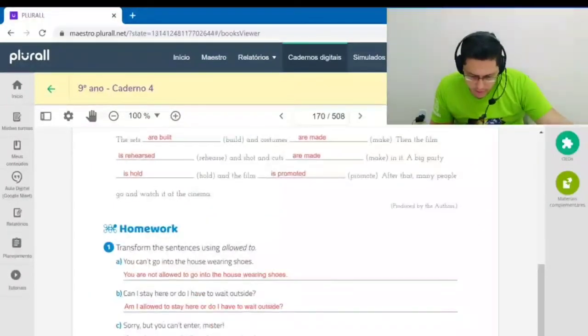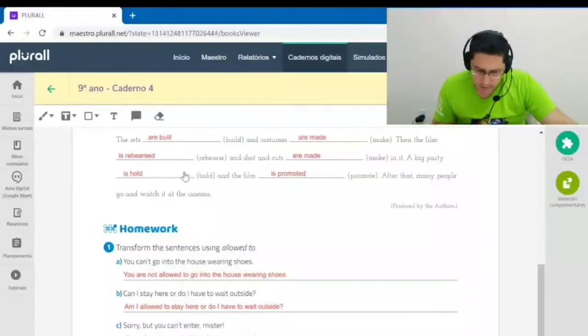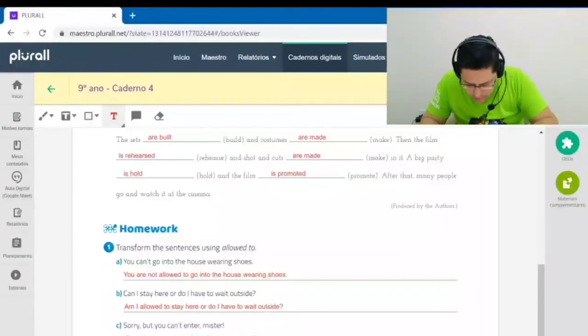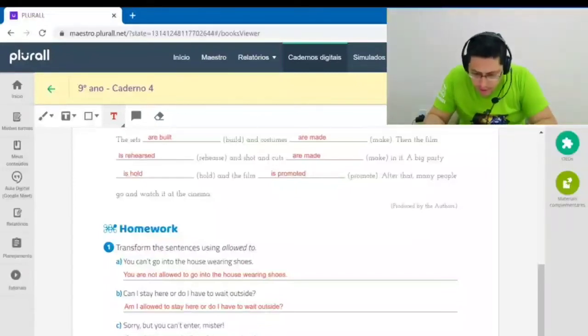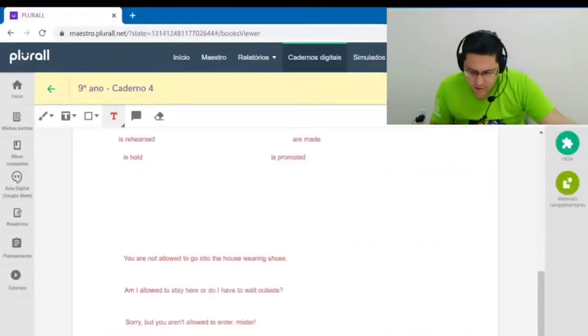He couldn't travel alone because he was too young. Então, he wasn't, or was not, né? Allowed to travel alone because he was too young.